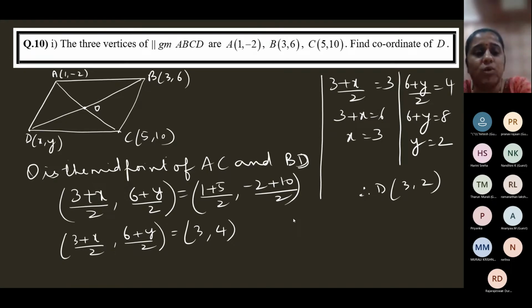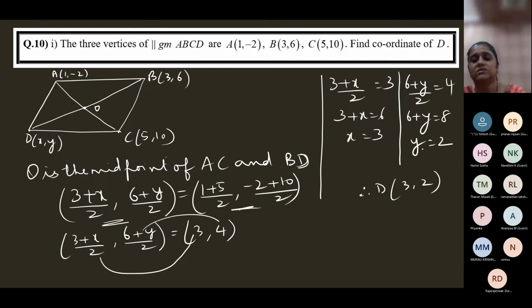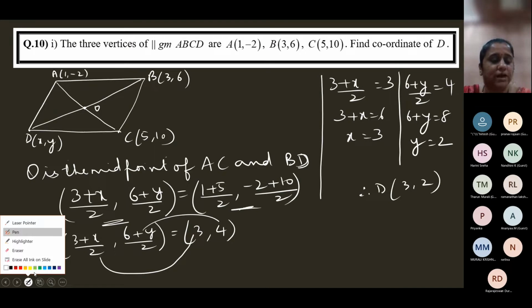Because O is the midpoint of both BD and AC, you can find the coordinates of O using B and D or A and C. Both will give you the same address for O. That's why we're equating, because this address will be equal to this address. On equating, the x coordinate is equal to the x coordinate, and the y coordinate is equal to the y coordinate. So working that, you get the values of x and y, and hence you can frame the address of D.